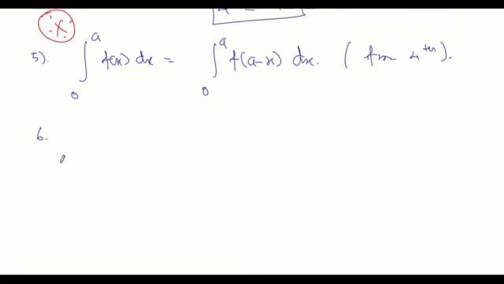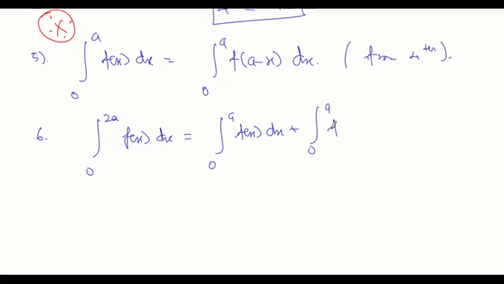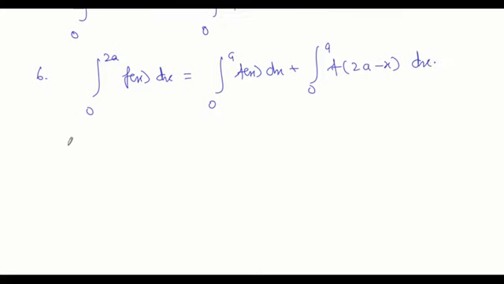sixth one, integral 0 to 2a f of x dx is nothing but integral 0 to a f of x dx plus integral 0 to a f of 2a minus x dx. Okay, this is a particular case children. So if they are giving integration 0 to 2a, now we take the half of it. That means 0 to a f of x plus 0 to a f of 2a minus x. Okay, this will happen mostly in the trigonometric cases children.